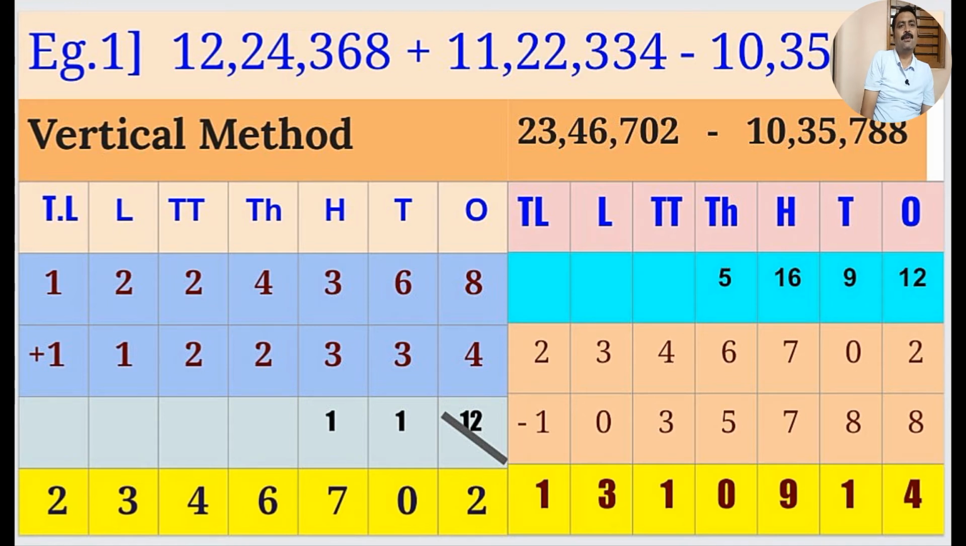5 we arrange below 6 in the thousands column. 3 we arrange below 4 in the 10,000s column. 0 we arrange below 3 in the lakh place column, and 1 we arrange below 2 in the 10 lakh place column. So after making this proper vertical arrangement, now we start subtraction from the ones place.